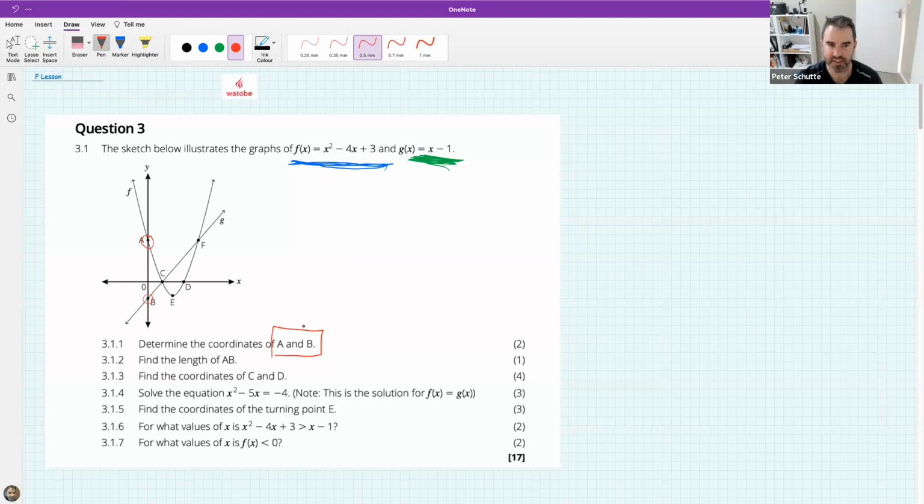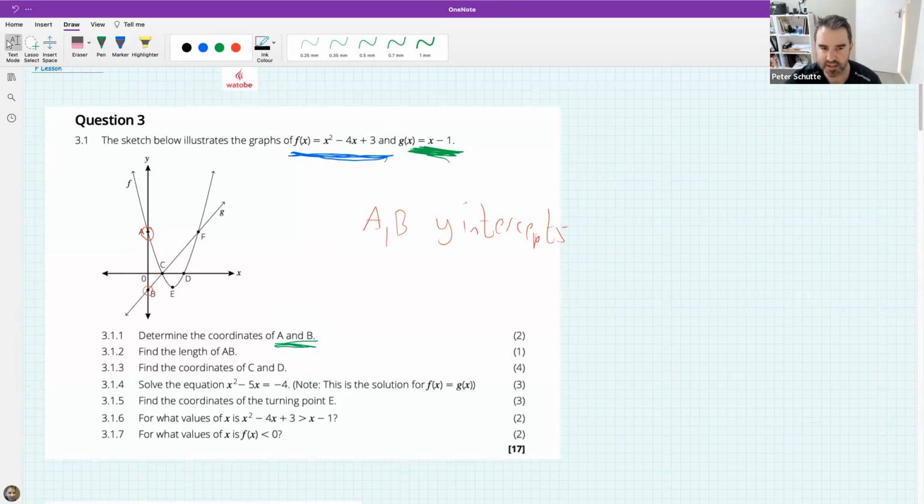We would say that A and B are the y-intercepts of the graph F and the graph G. Now, to start with today, I want you guys to try and find me the coordinates of A and B. Now, again, for those who are completely new, we are building on previous lessons, but let's just give it a go. And then once you've had a go, you can put your answer in the chat, or if you're willing to share your answers, you can pop your hand up and you can tell me what the answer for 3.1.1 is. Over to you guys.